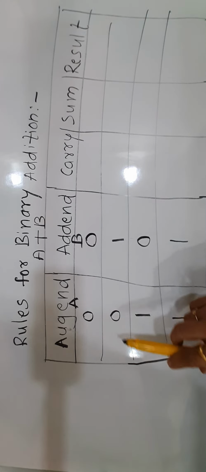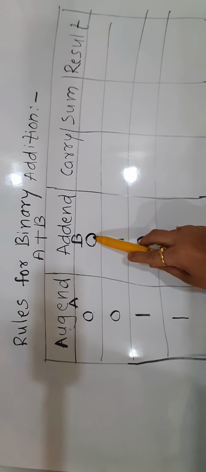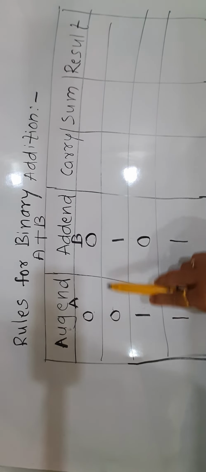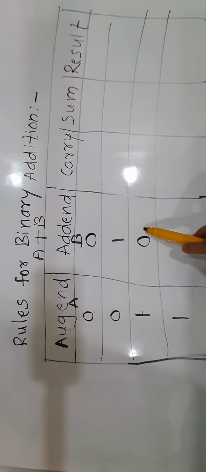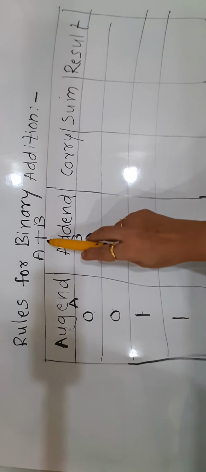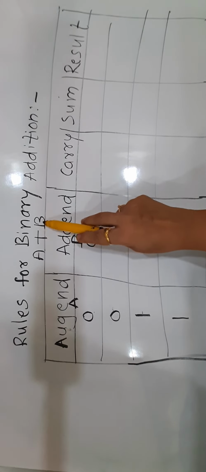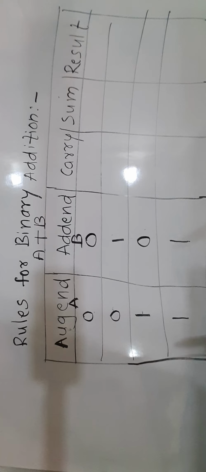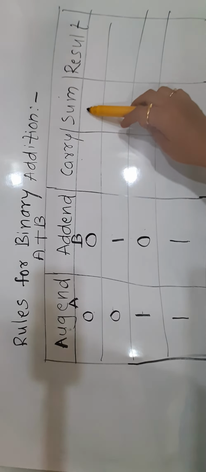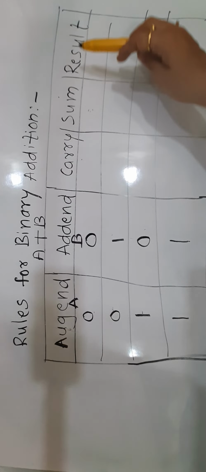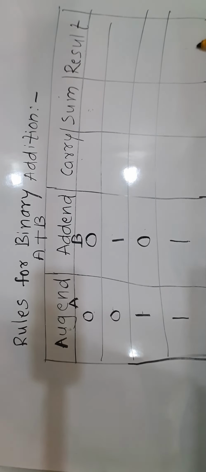So by using the two binary digits 0 and 1, we can have a total of 4 combinations. What are the combinations? Both a and b can be 0 0, a can be 0 and b can be 1, or a can be 1 and b can be 0, or both can be 1 1. So these are the 4 combinations. Let's see, if we perform the addition a plus b, what can be the result? There can be a carry and a sum, and their combined result we will write here.